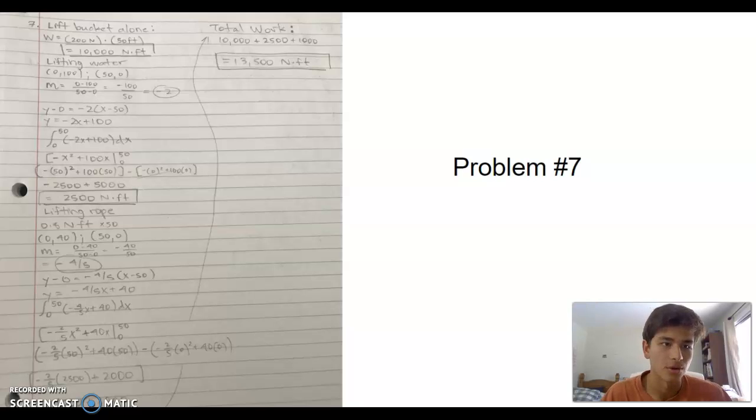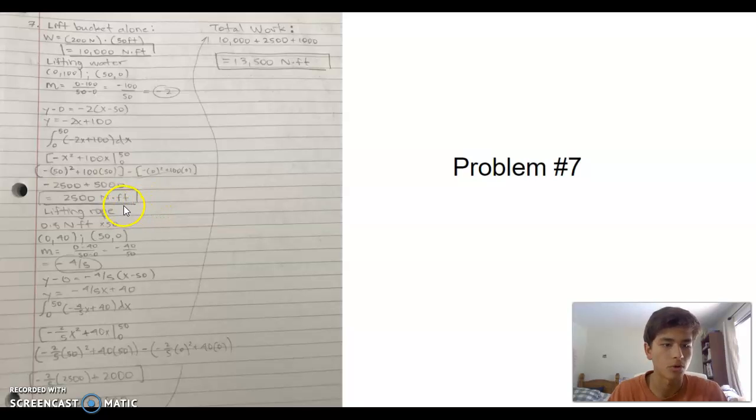And so I took the integral of the equation of the line, which I got -x squared plus 100x, limits 50 to 0, plugged in those numbers. Obviously, I used fundamental theorem part 2. The zeros cancel out. And then you get just addition here. So the work it takes to lift the water is 2,500 newton feet.